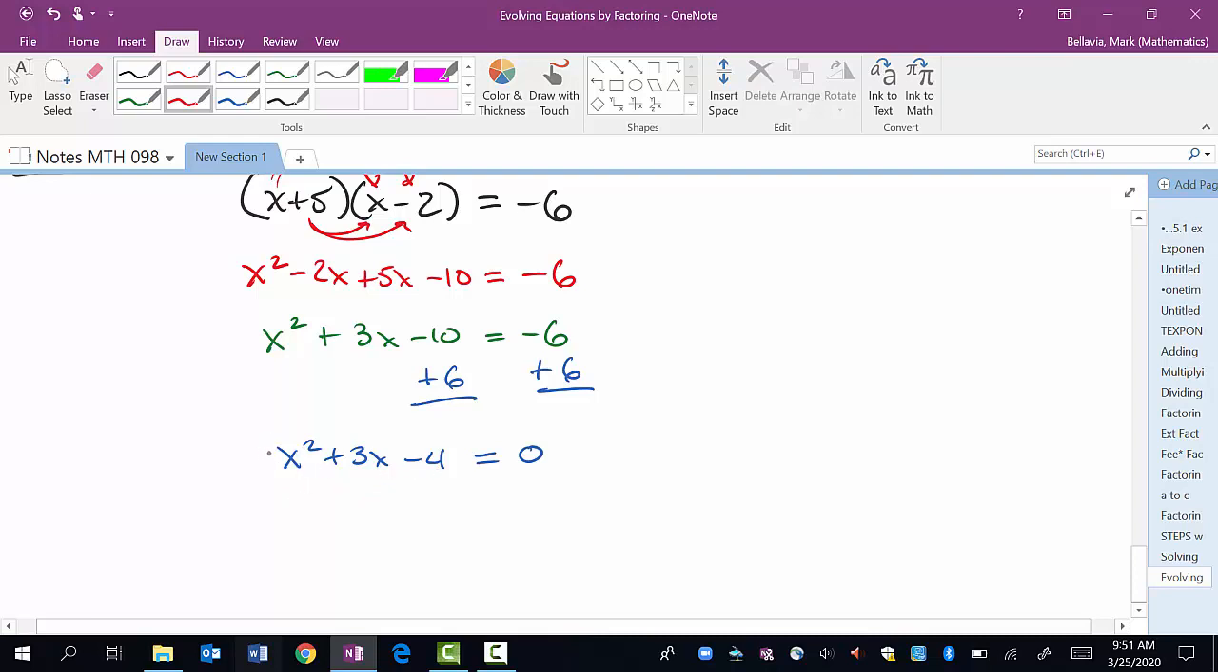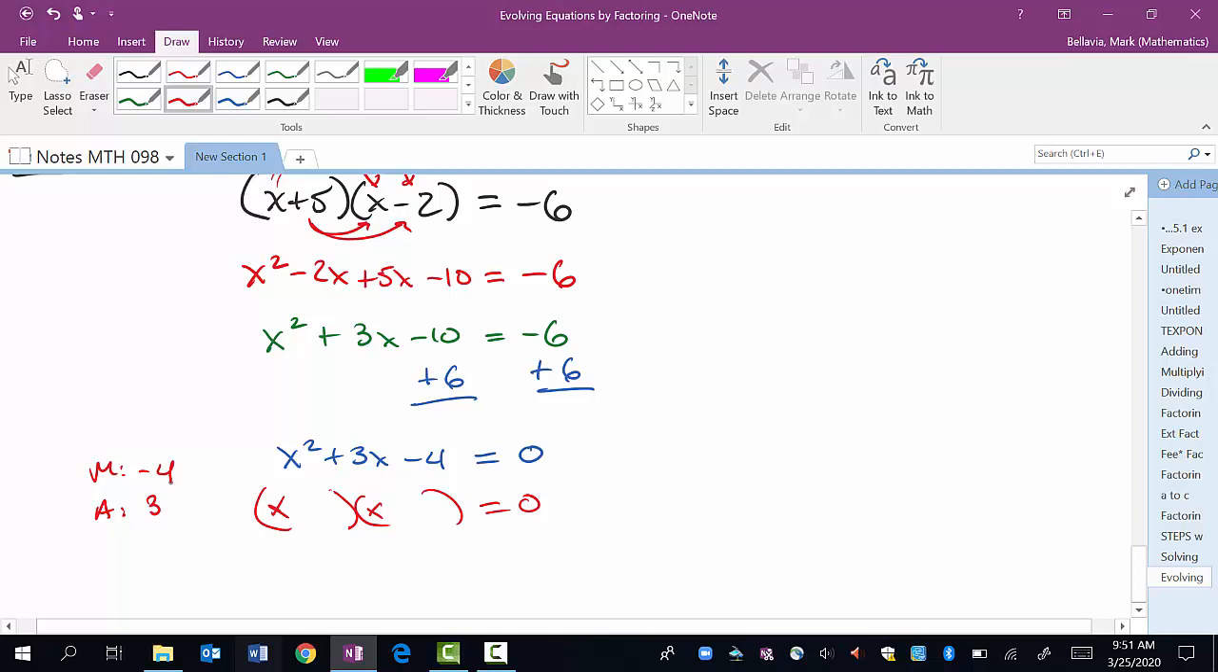Do I see a value in front of my x squared? The answer is no, right? It's just a 1. So if I don't see anything other than 1 in front of x squared, two sets of parentheses right away, this whole thing still equals 0. X squared is x times x. Want things that multiply to negative 4, right? They have to multiply to the constant and add to the middle coefficient, which is a positive 3.